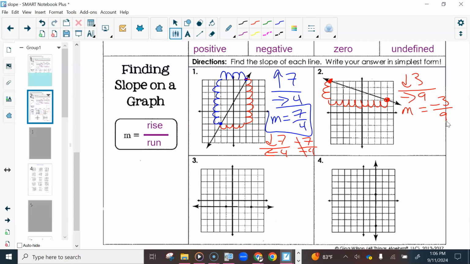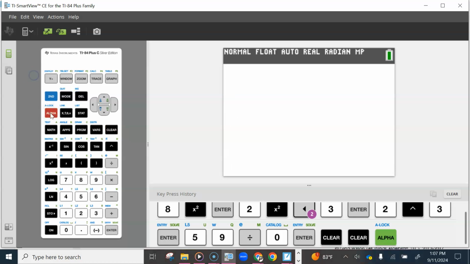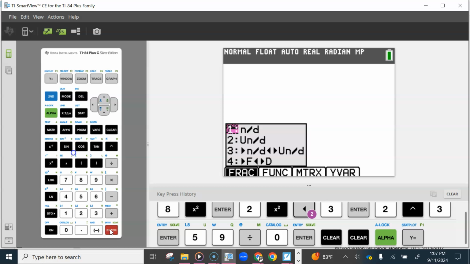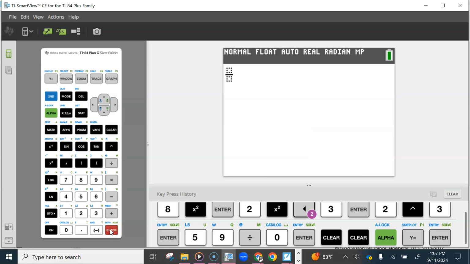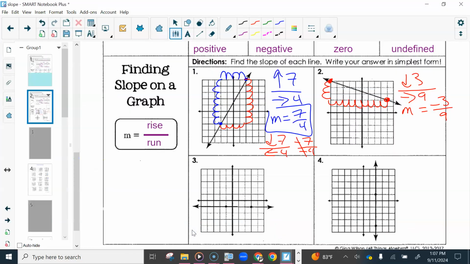Yes. To what? So you can either do it in your head or go into your calculator there, and hit alpha y equals, hit enter, and put that in. So either or, right? You can do it in your head, or you can do it using that. What would that simplify to be? Yes, negative 1 over 3.